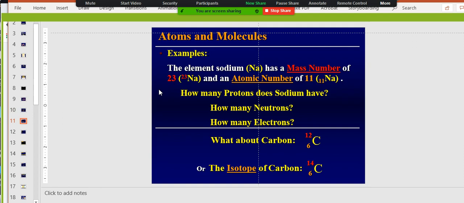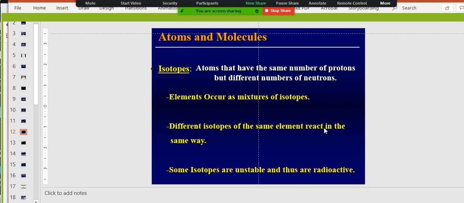And so we're just talking about the various mass numbers. So we talked about carbon-12, and we're talking about carbon-14. Carbon-14 is an isotope, right? Same element of carbon. It just has a different number of neutrons. So let me just back up.